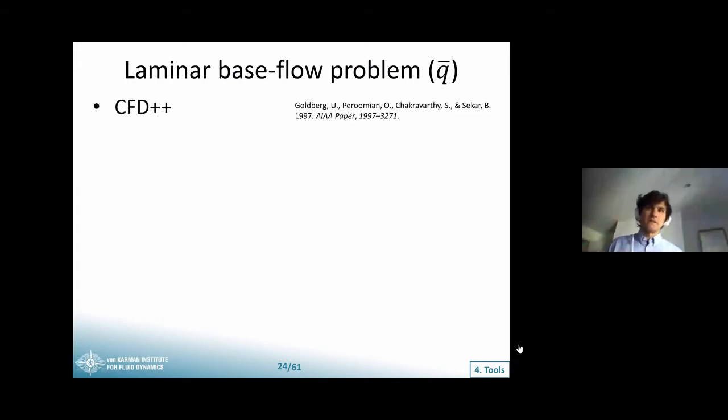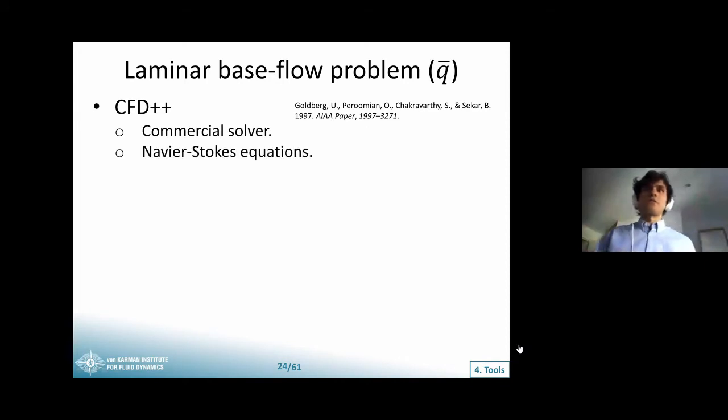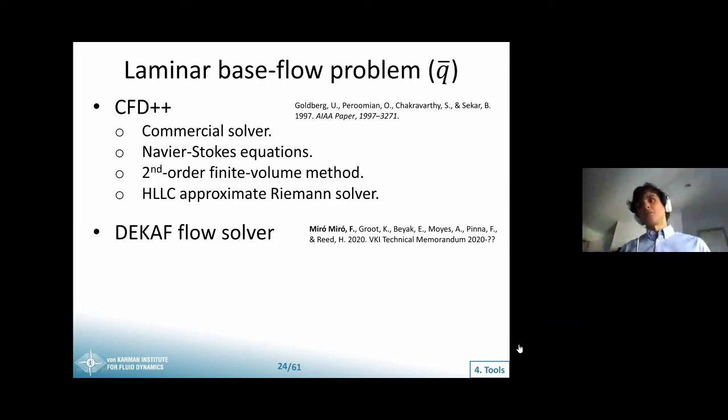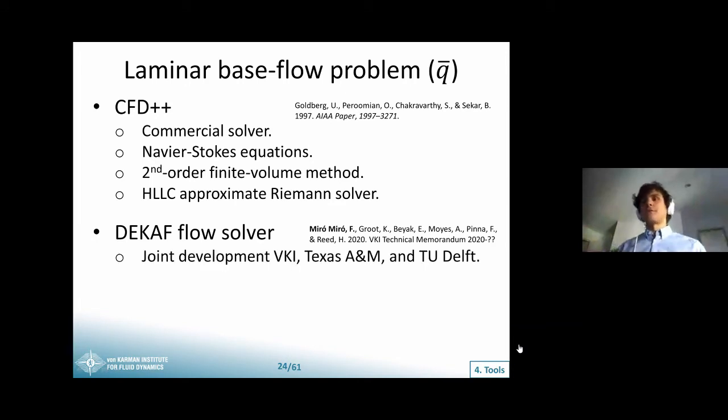The first is CFD++, which is a commercial solver solving the Navier-Stokes equations with a second order finite volume method and with an HLLC approximate Riemann solver. The second is the DECAF flow solver, which we developed together with the Texas A&M group and with Kummerut from TU Delft. It's open source.